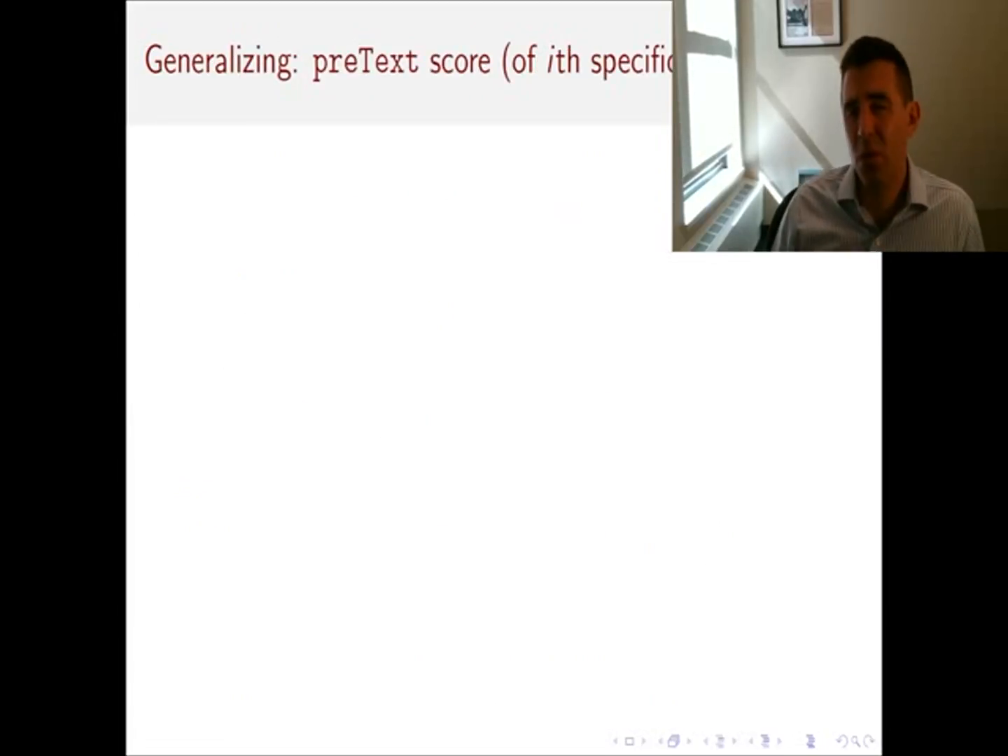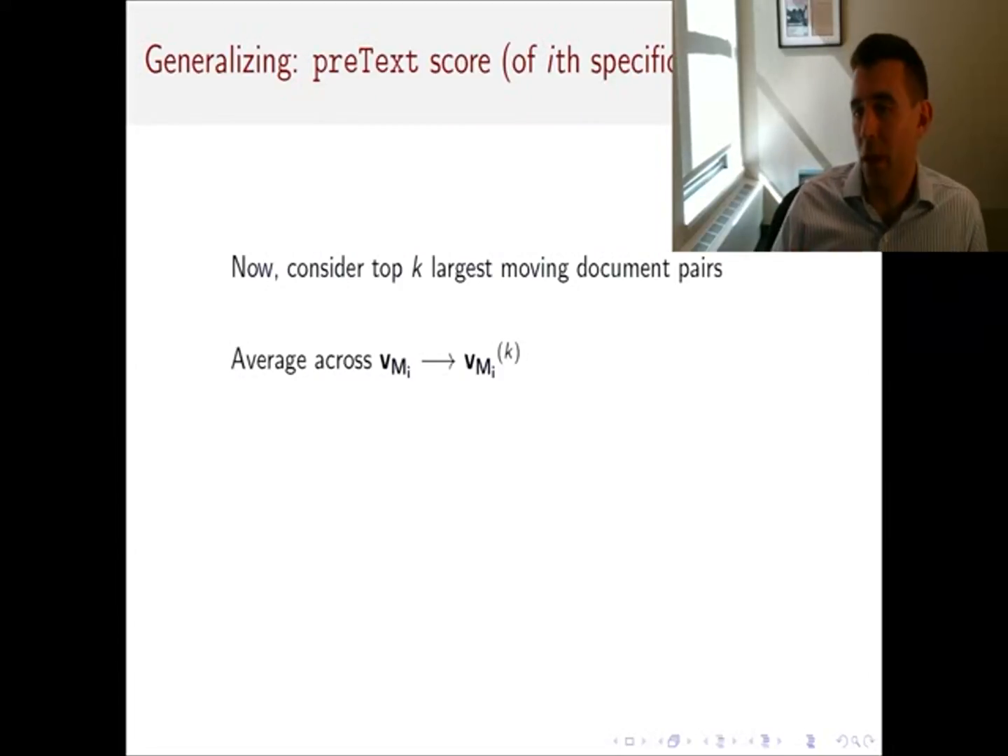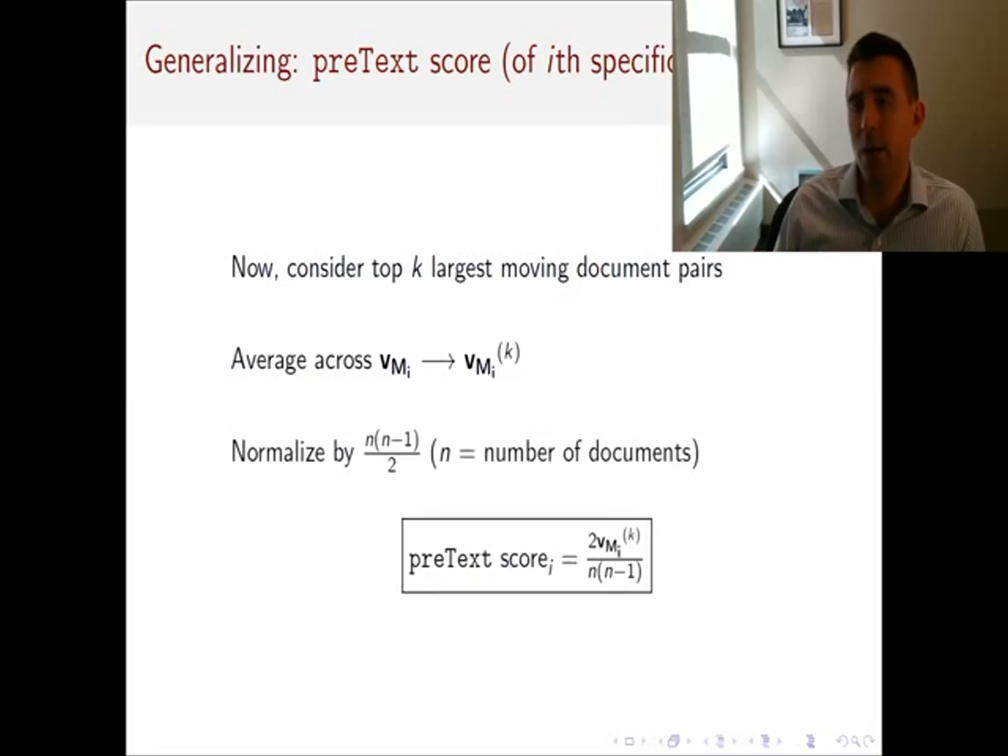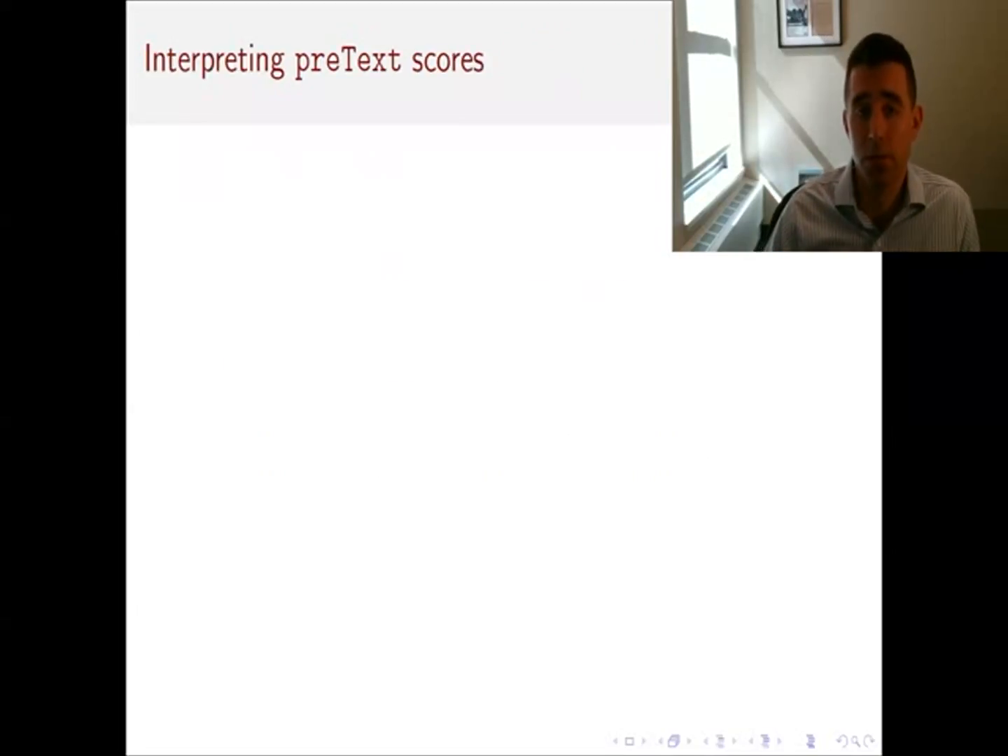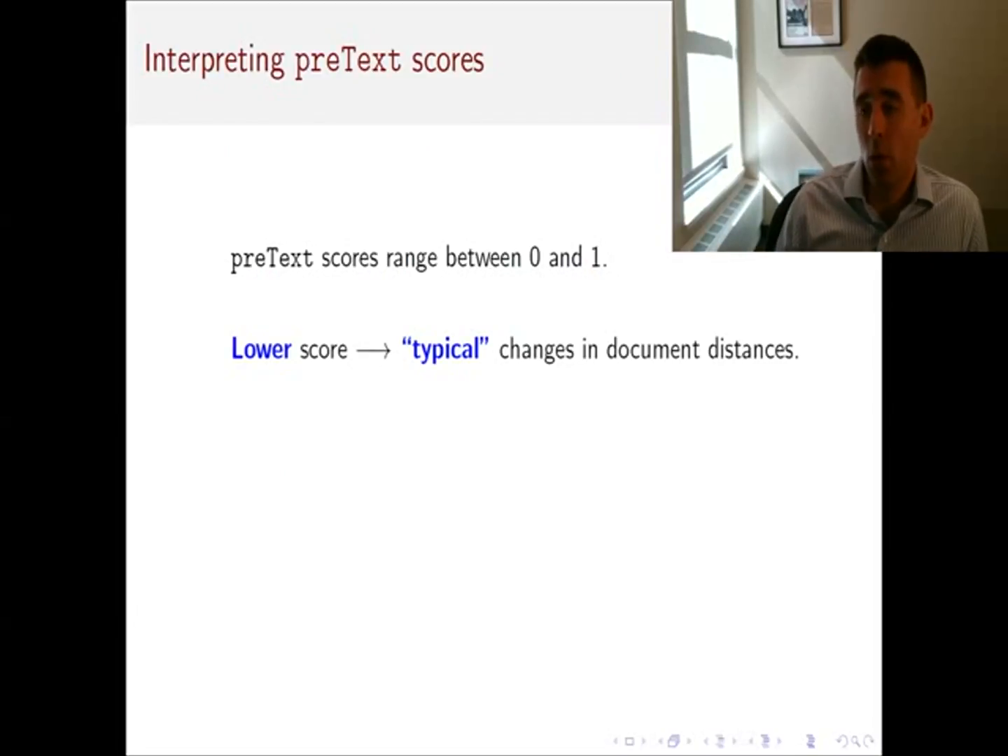Now, we don't care just about the largest mover in terms of pairwise distance. In the paper, we generalize this, and we allow you to think about the k largest moving document pairs. And we do some housekeeping to make sure it all adds up. I'll get into intuition in a moment, but then we come up with a pretext score. A pretext score is the score on a specification. It's telling you how unusual this specification is relative to every other specification you could have done in terms of how it moves pairs of documents. This score will be between 0 and 1, because of some housekeeping we do to ensure that it's normalized like that.